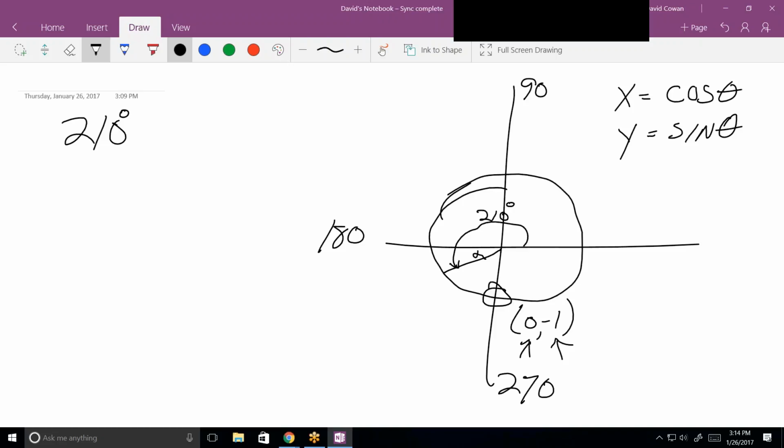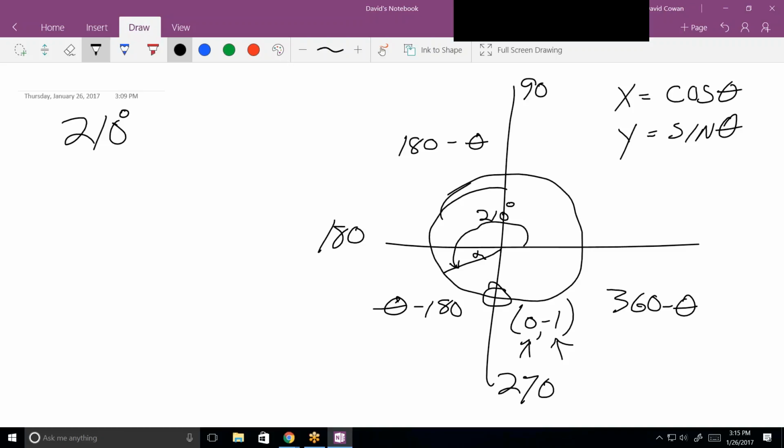If that's 210, what's alpha? 30? Correct. In other words, here are the formulas: 180 minus theta, theta minus 180, and 360 minus theta. I've always told you that these numbers are the equivalent first quadrant angle, but that's the same as the reference angle.